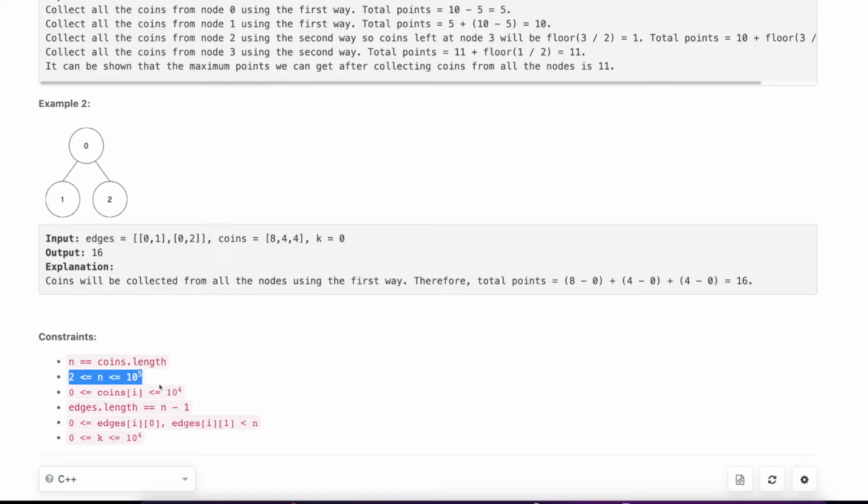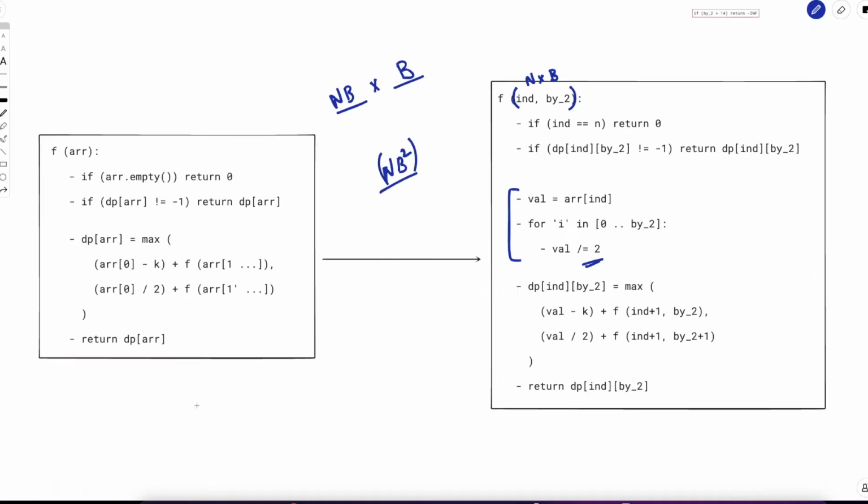You have to make sure how many times I have to divide the maximum value here. Maximum value is 10 to the power 4. How many times I can divide 10 to the power 4 by 2 so that it becomes 0 at the end? So you can see it is log n number of times. So basically the value of b would be log base 2 of 10 to the power 4, which is approximately 14.